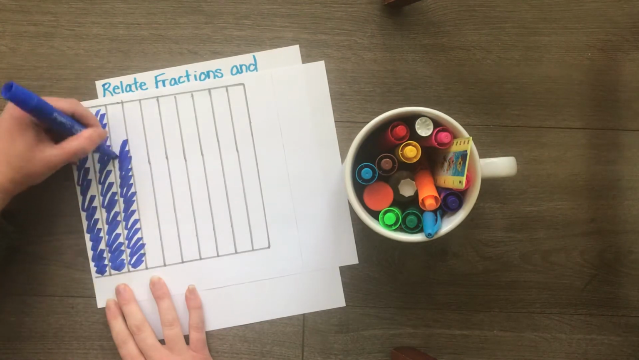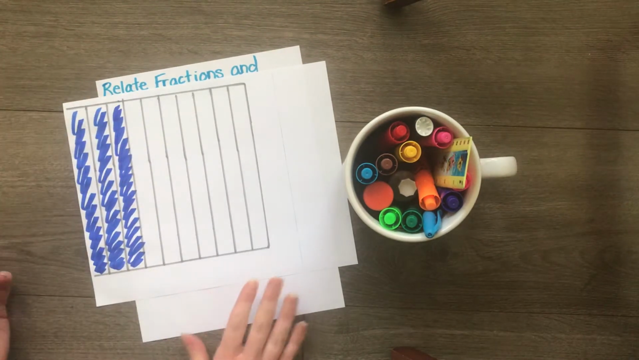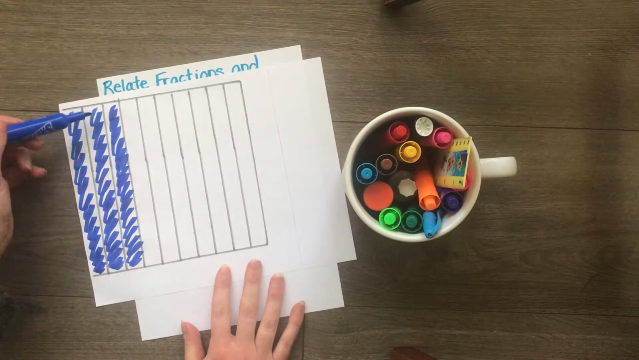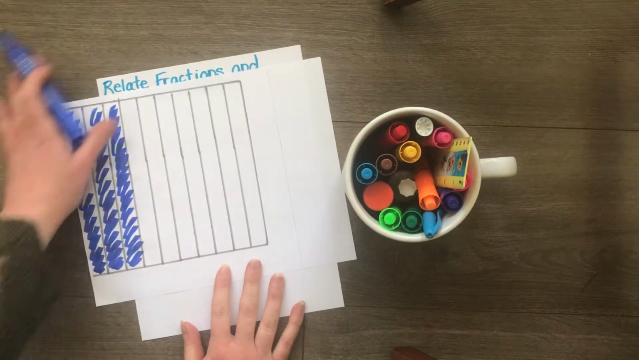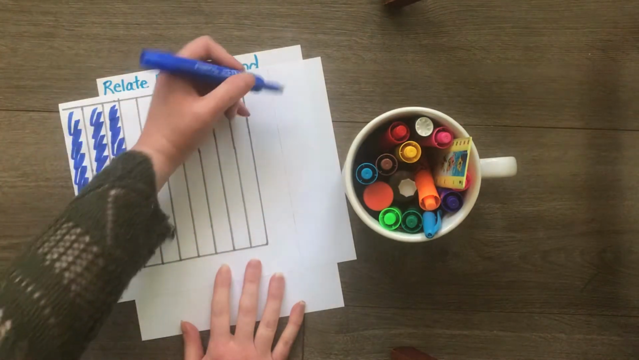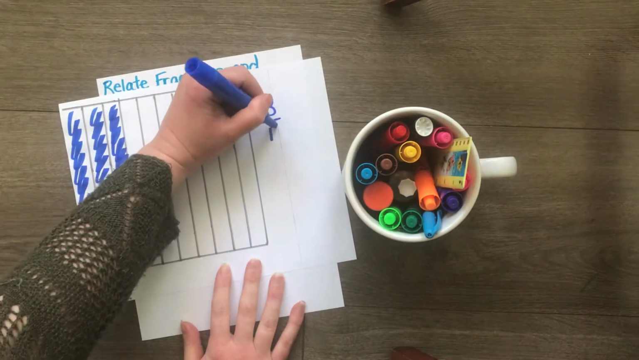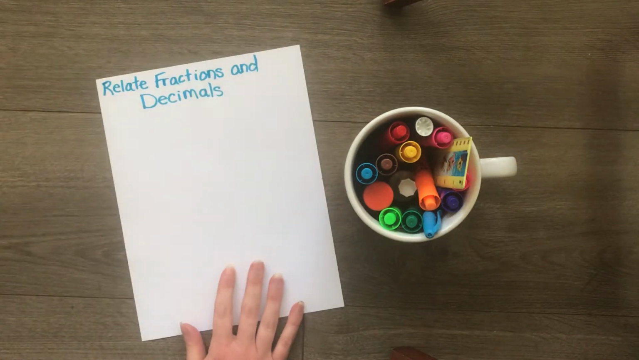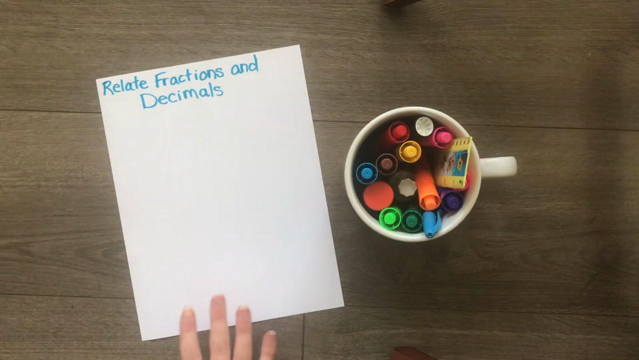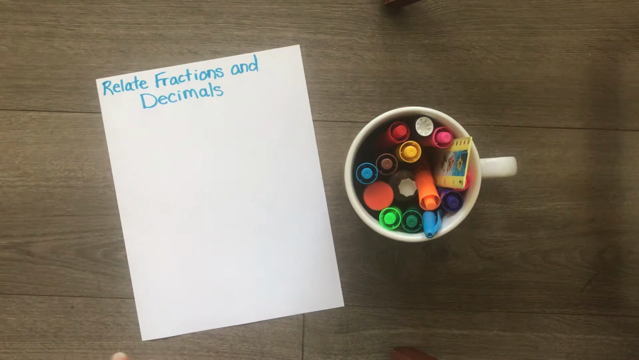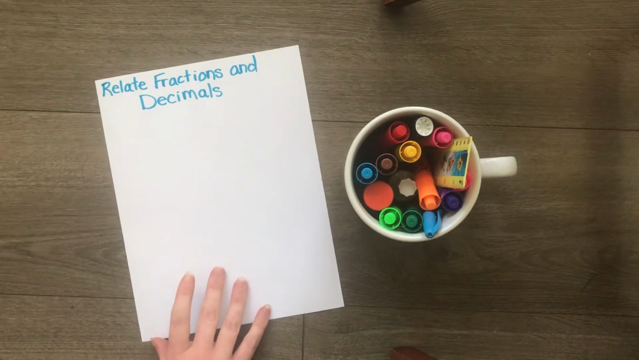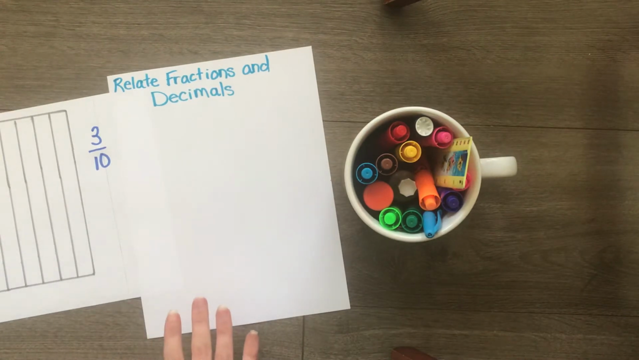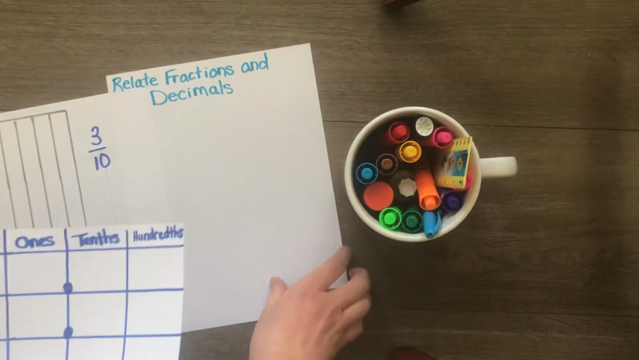Now, you guys have been doing things that are way harder than this, but to take a step back, we know that this is 3 pieces out of a total of 10 pieces. That makes 3/10. So there's another way that we can write this. And the way that we write this is actually in number form without a bar. Take a look.